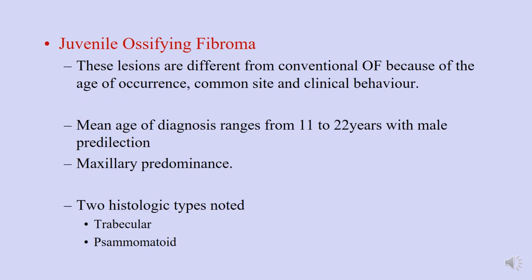On the other hand, when we look at juvenile ossifying fibromas, these lesions are different from conventional ossifying fibromas because of the age of occurrence, the site commonly affected, and the clinical behavior. The mean age of diagnosis ranges from 11 to 22. They have a male predilection, as against conventional ossifying fibroma, which has a female predilection. The site is maxillary predominance, more commonly seen in the maxilla. The two histological types are trabecular and psammomatoid type. Clinically, these lesions are more aggressive than conventional ossifying fibroma.